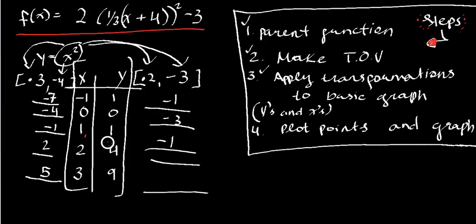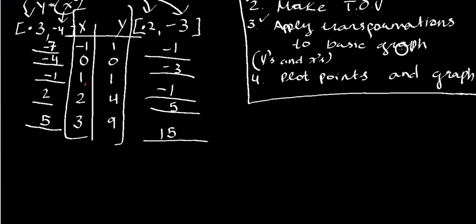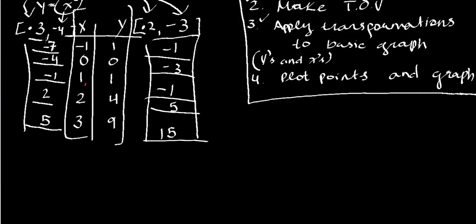Yes, I am. Sorry. 4 times 2 is 8, minus 3 is 5. 9 times 2 is 18. 18 minus 3 is 15. Okay? I'm hopefully doing this right. If I am not doing it right, please comment, because I don't want to screw you guys up. I probably will. But here are your new x values.